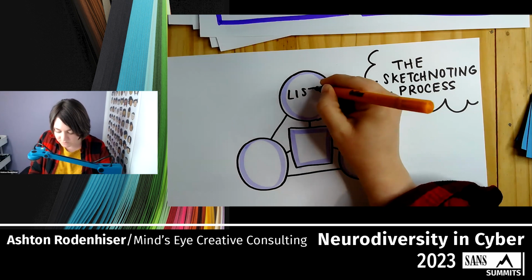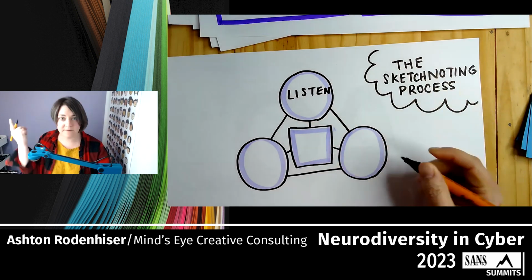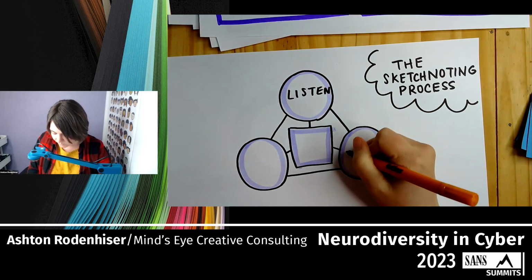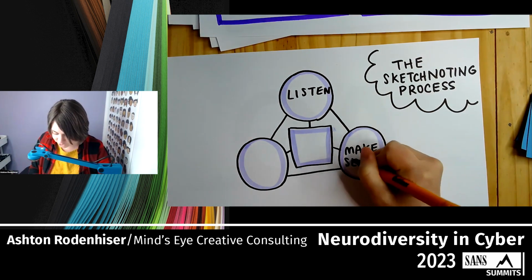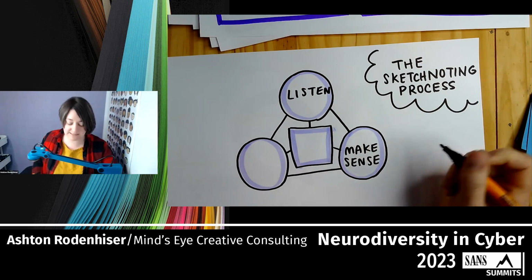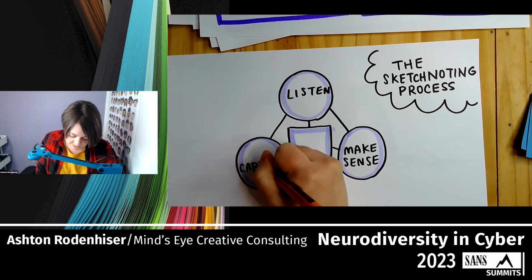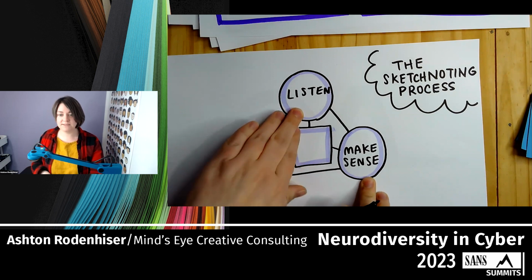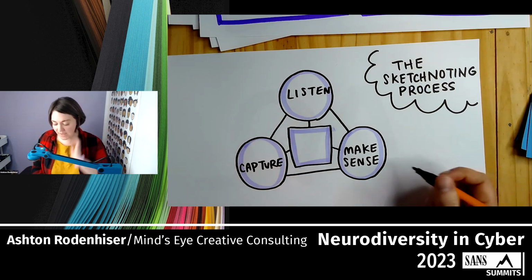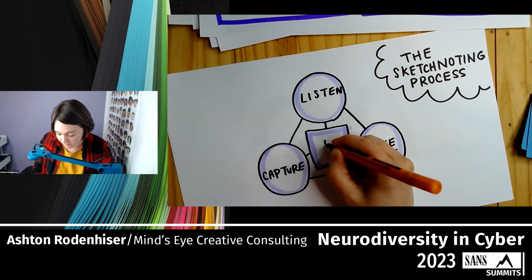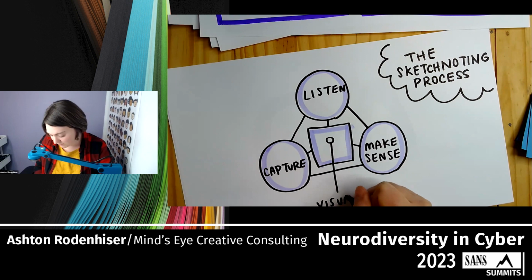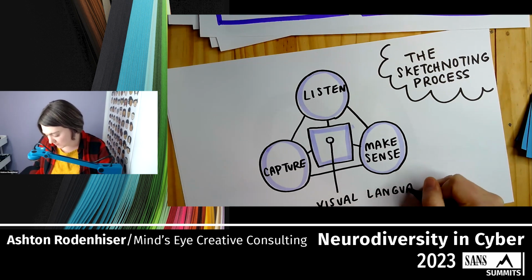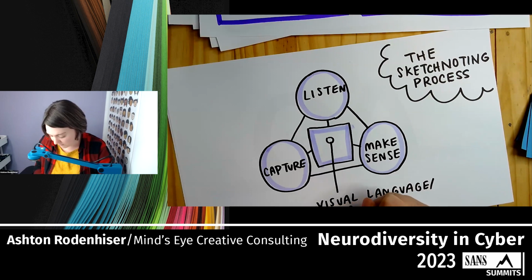So the sketchnoting process, which I have come up with, is one part of it is listening. We have to listen to information. We have to make sense of what we're listening to, which can be one of the most challenging pieces. And then capture, which I just gave you a lot of the fundamentals on how to do. Practicing some of the elements in capture will allow you to give more focus to the listening and making sense. And then in the middle, doing this all together, is our visual language and our visual vocabulary.